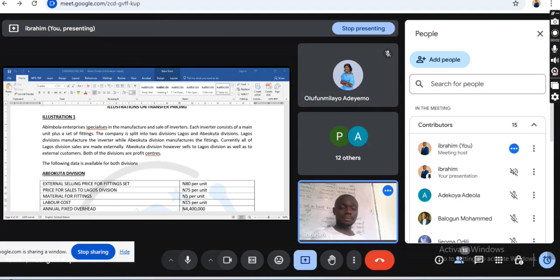Performance management. In today's class, we shall continue with our lecture on transfer pricing. Don't forget that if you go back to the previous introduction to transfer pricing, you will see that there are three rules.